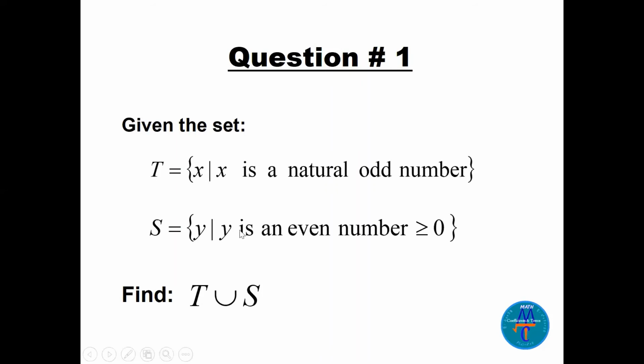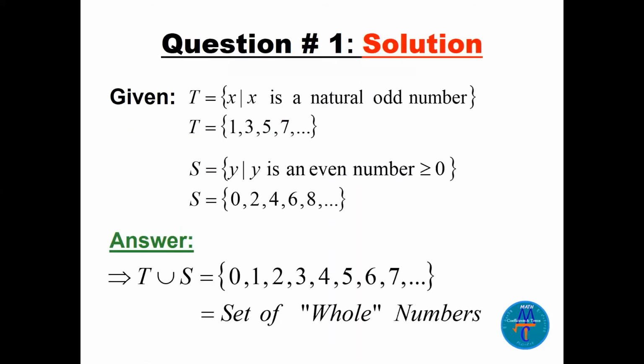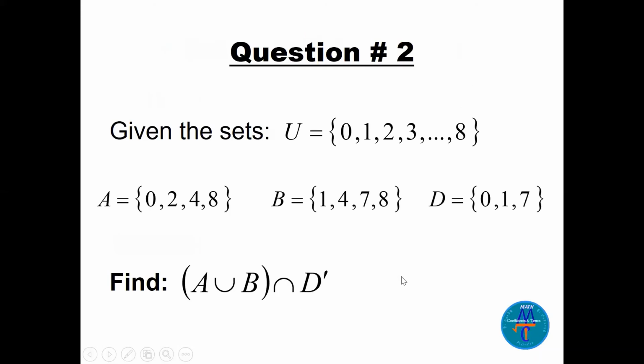S is y, such that y is an even number greater than or equal to 0. 0 is even, 2 is even, 4, 6, etc. And natural starts from 1, but we need the odd numbers that cannot be divisible by 2. So 1, 3, 5, 7. If you find T union S, it is the whole numbers. It's all of them: 1, 3, 5, 7, 0, 2, 4, 6, until infinity. So it will be the set of whole numbers. This is the answer here. Simple question.